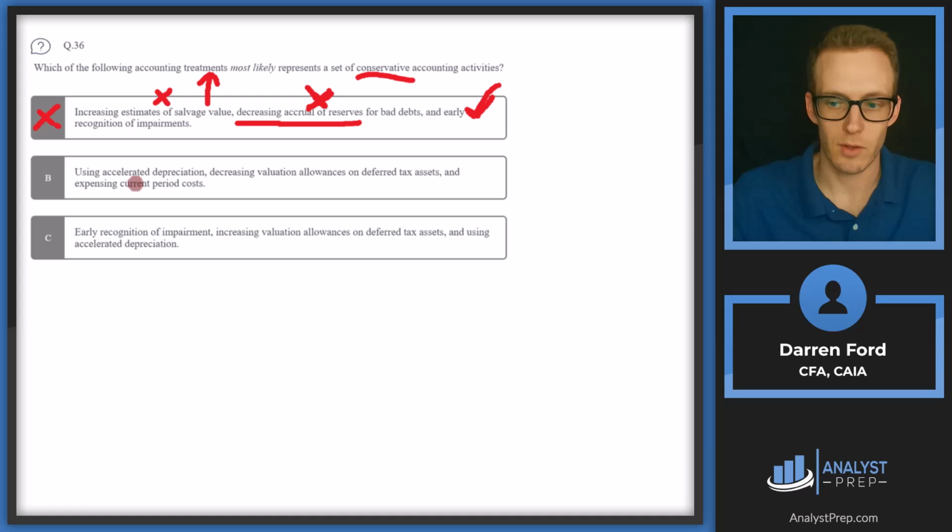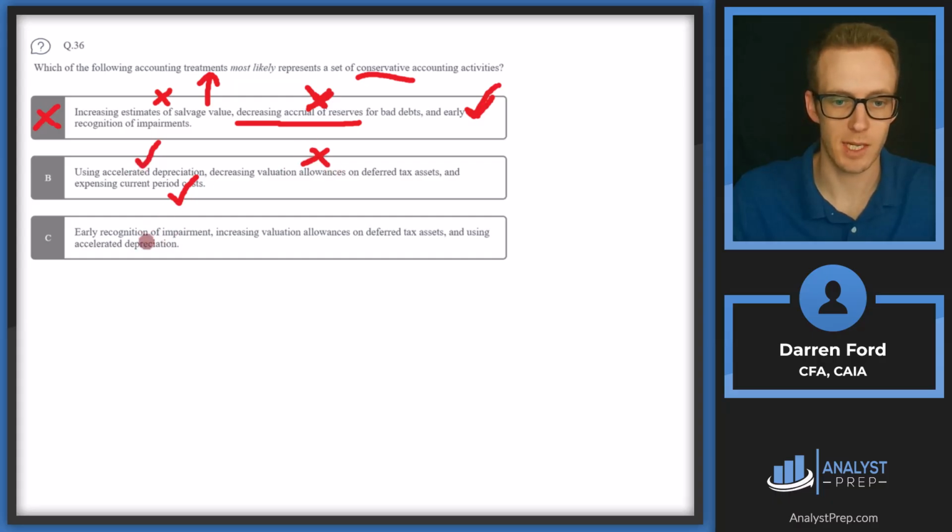B, using accelerated depreciation. This is a conservative policy because we're basically realizing more expenses in the current period, which lowers our earnings, but technically cash flow is higher. Decreasing valuation allowances on deferred tax assets. This is not going to be a conservative policy. And then lastly, expensing current period costs. That's a good policy. So we've got two good, one not so good so far.